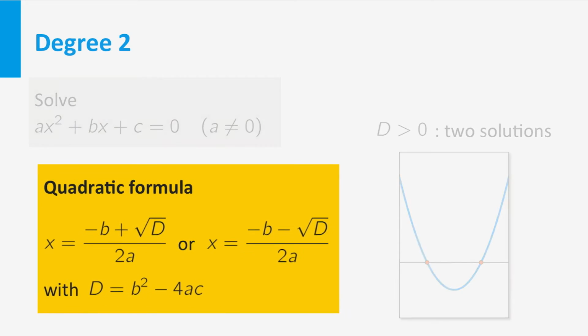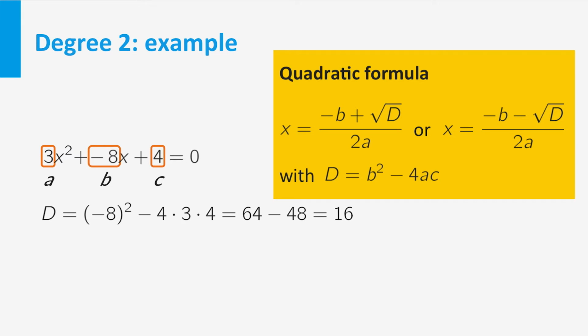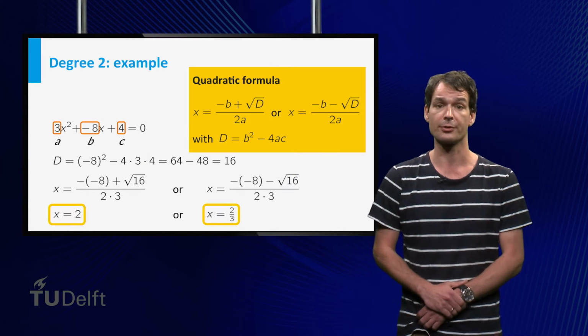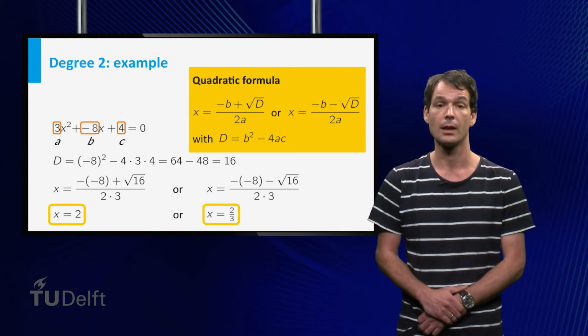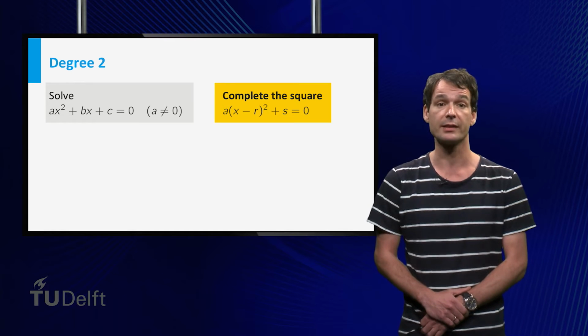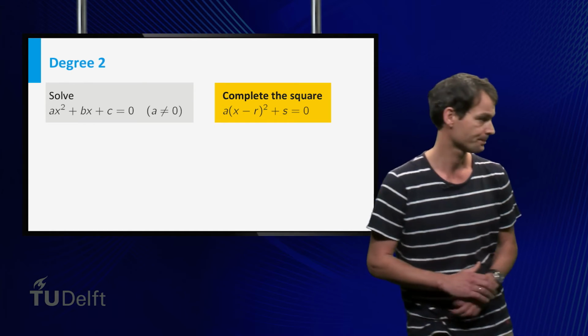For example, we want to solve this equation, so a is equal to 3, b is minus 8, and c is equal to 4. We plug this into the formula, then we see that the discriminant is equal to 16, which is positive, so there are two different solutions, namely 2 and 2 over 3. The other way to solve a quadratic equation is by completing the square. Let's demonstrate this method with an example.